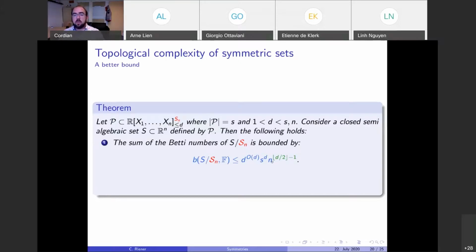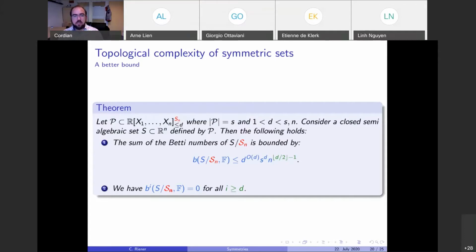This is something that is bounded by a polynomial in n of degree d half minus 1. And what is maybe interesting for the experts that know a little bit more about homology is that also the higher homology groups essentially vanish. So in some sense, this just means that our quotient, not the set itself, our quotient behaves as if it were a variety or a semi-algebraic set defined in d variables instead of n variables.